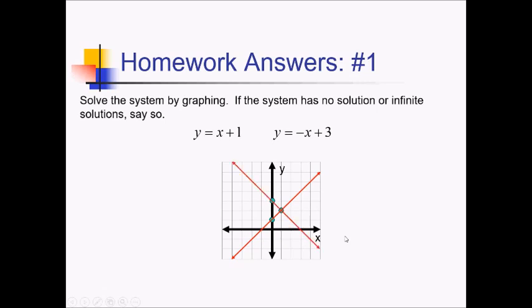And in order to see the solution, I just have to see where these lines cross. That is at this point right here, which I'll just read right off the graph. That is the point (1, 2).